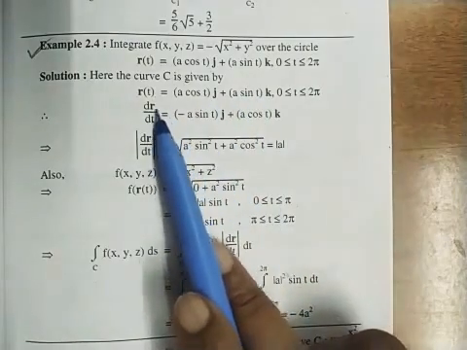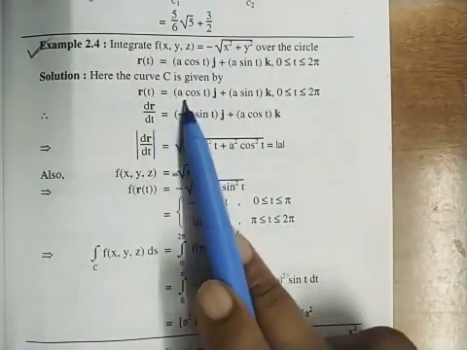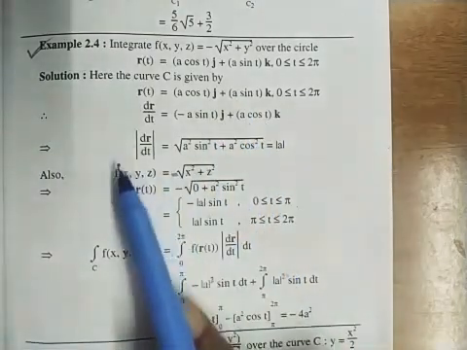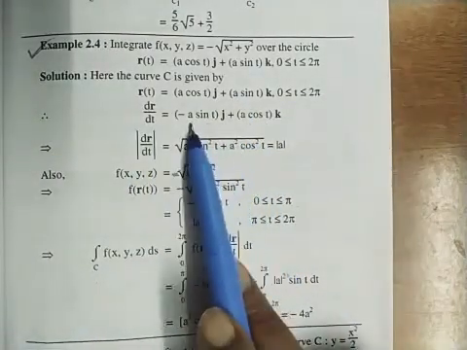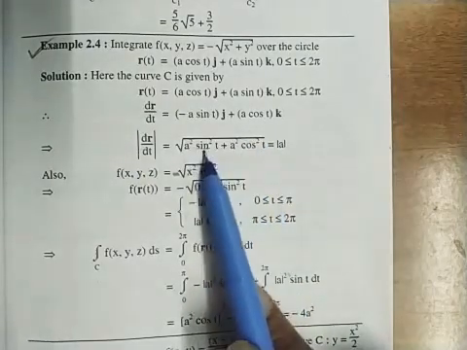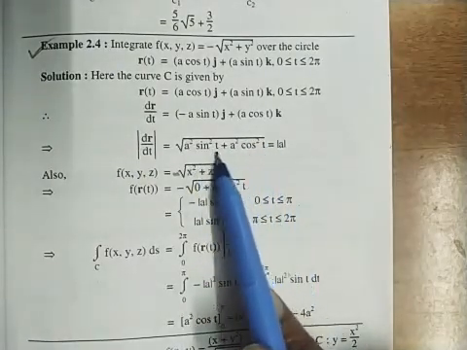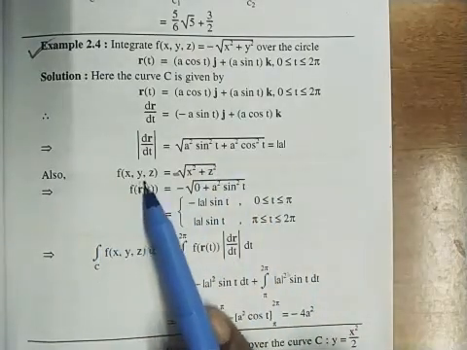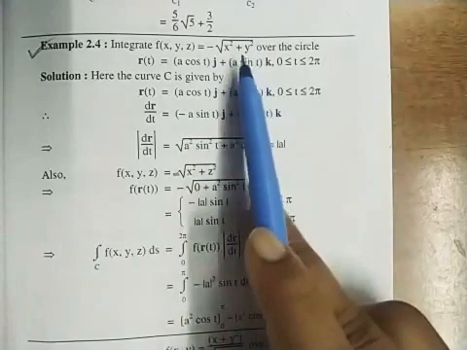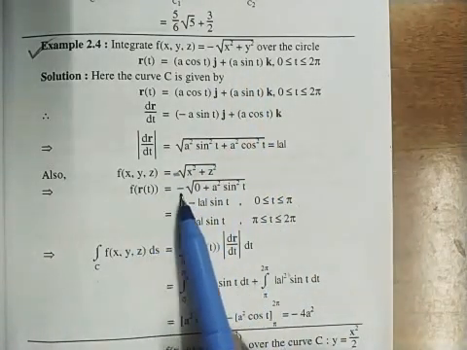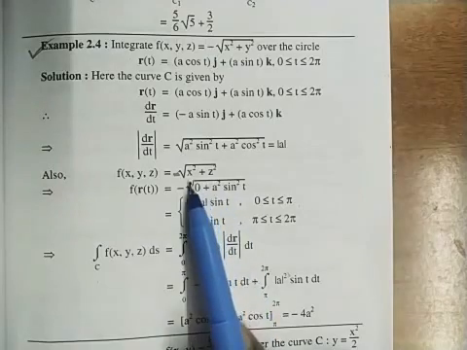Now here C is given by r of t equal to a cos t j plus a sin t k. From this, dr by dt, its derivative with respect to t, will be minus a sin t j plus a cos t k. So its length will be the square root of a square sin square t plus a square cos square t. Taking a square common, we get 1, and the square root of a square is a. Also, what is f of x y z here? That is minus the square root of x square plus z square.